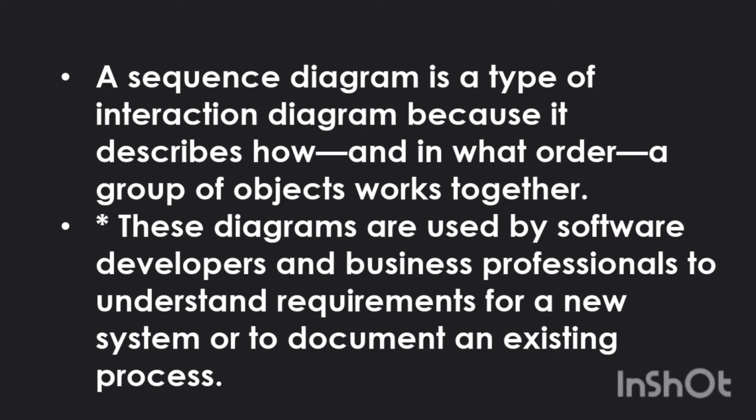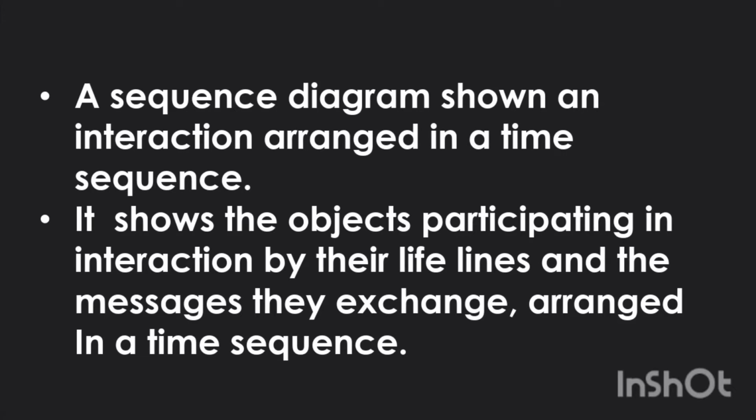So sequence diagram is basically a group of objects working together. That is what is depicted in this diagram. So we have already seen about interaction diagram. Interaction diagram is nothing but the interaction between the objects. That's what the sequence diagram is also going to depict, because it is a type of interaction diagram. So in a system, we have a class, we have a number of objects, and we are going to depict how the objects are going to work together.